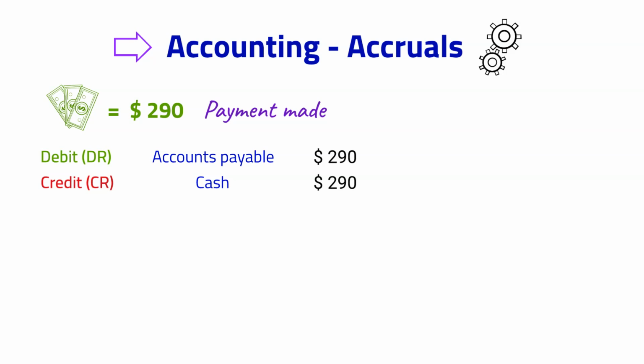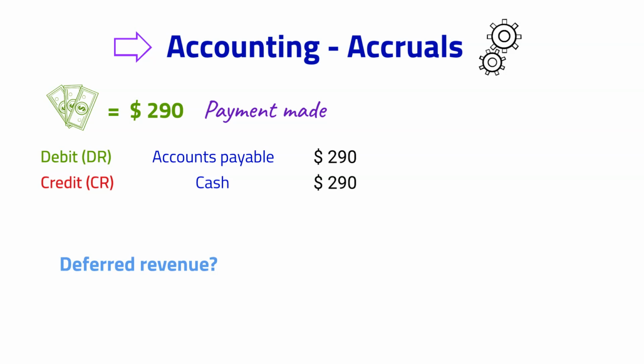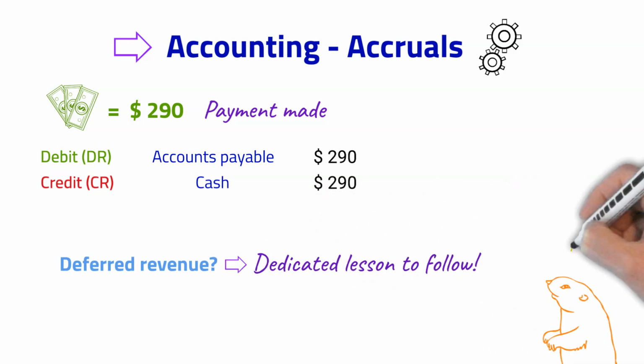Another interesting part of other liabilities is deferred revenue, or contract liability in accordance with IFRS, where we receive cash first and provide the service later, but we will do a dedicated lesson for it.